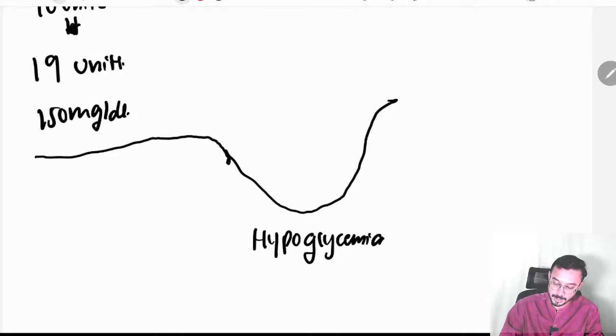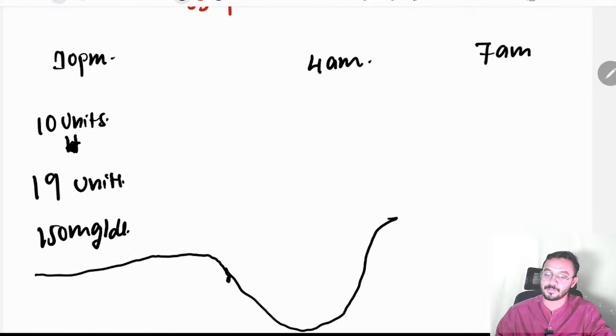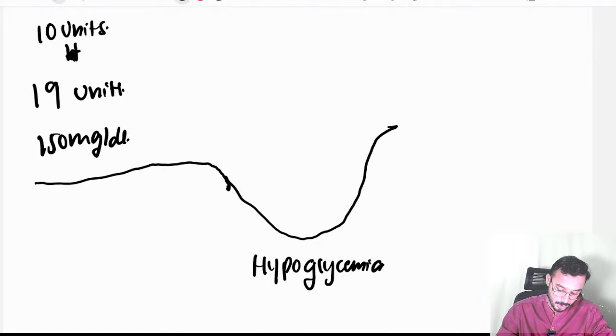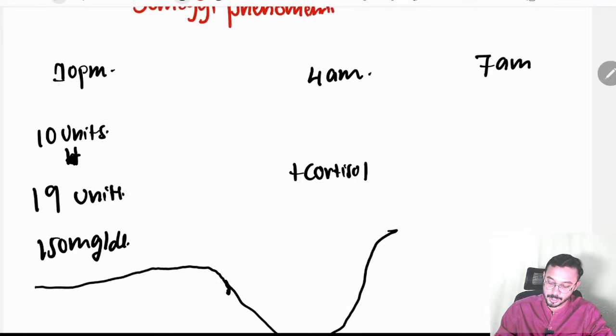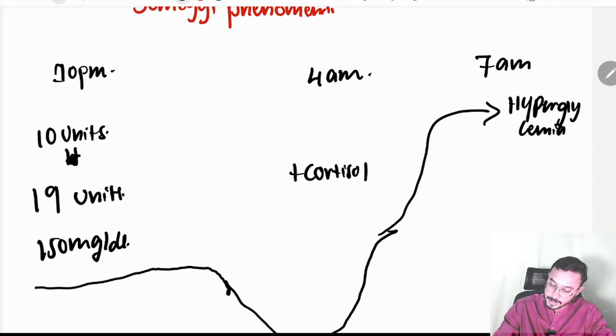Hypoglycemia is present in this condition. So the body has a mechanism: whenever insulin rises and glucose becomes less, the body's own mechanism, that is cortisol, comes into action and increases the blood glucose level. That's why in the early morning you will find hyperglycemia in this patient. This is early morning hyperglycemia.